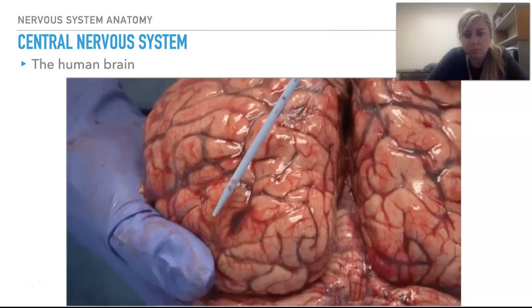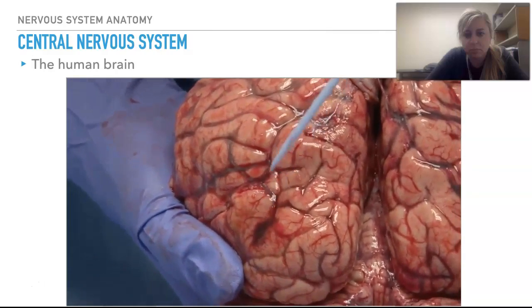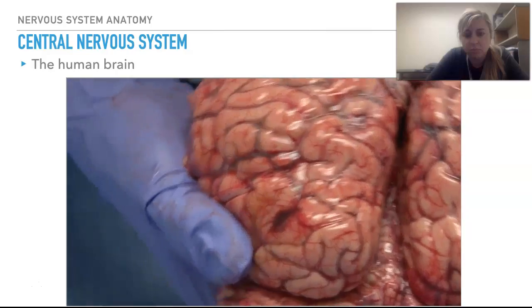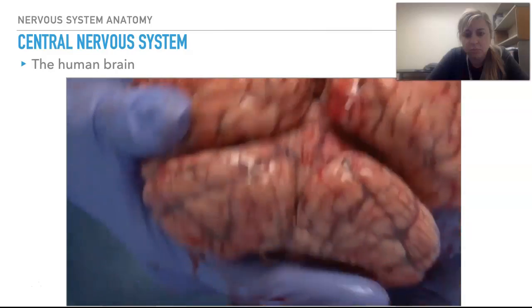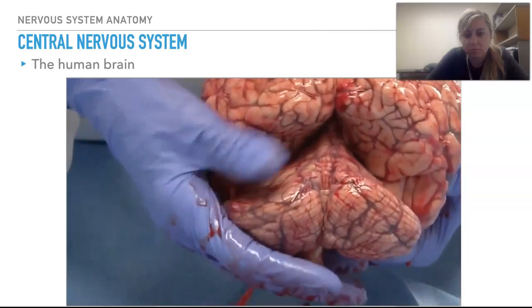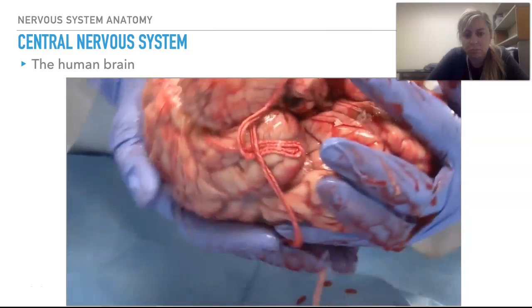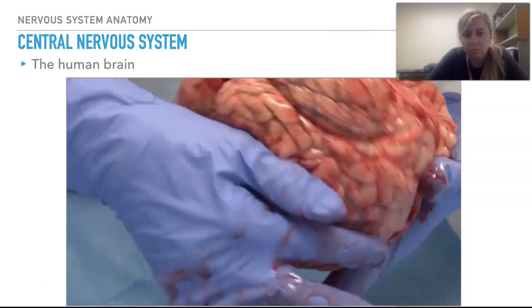And here there is a very small amount of blood that was actually seen on MRI that the patient had before death. If I let the cerebellum hang down a little bit, you can see the superior surface of the cerebellum. Turn it back around.